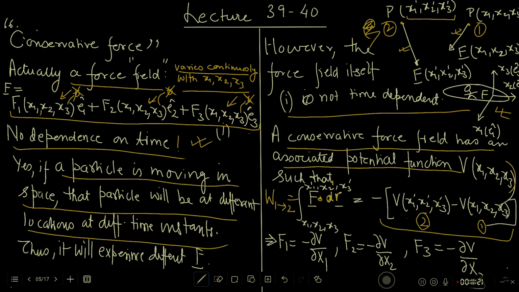Yesterday I showed that the three scalar components of this conservative force field are related to the potential function derivatives in the manner written here. Minus the partial derivative of V with respect to x1 is F1, and similarly you take partial derivatives with respect to other coordinates and you will get the second and third components of the force vector.